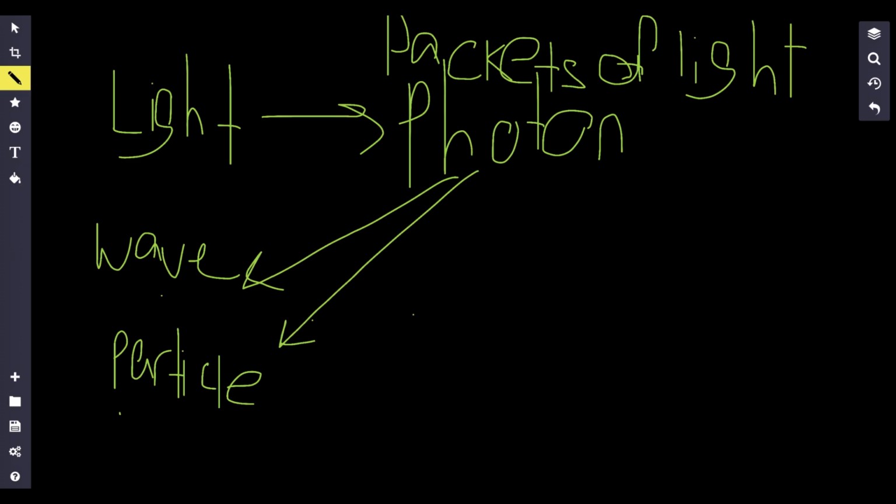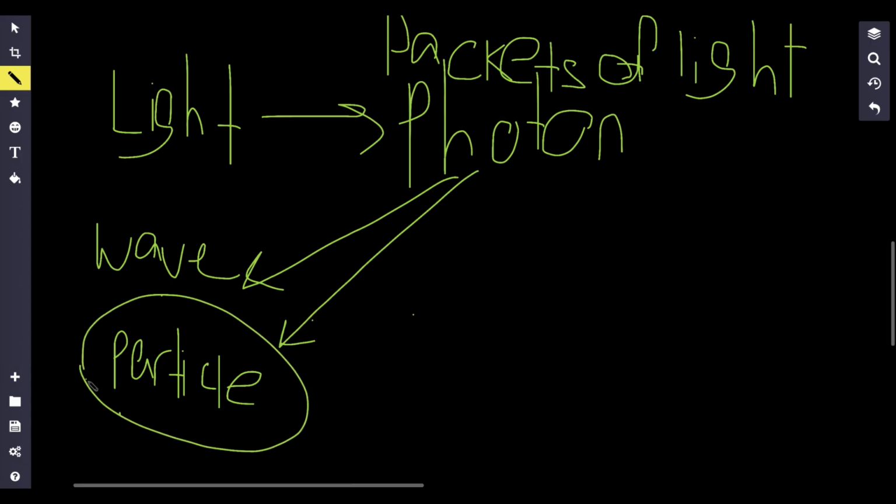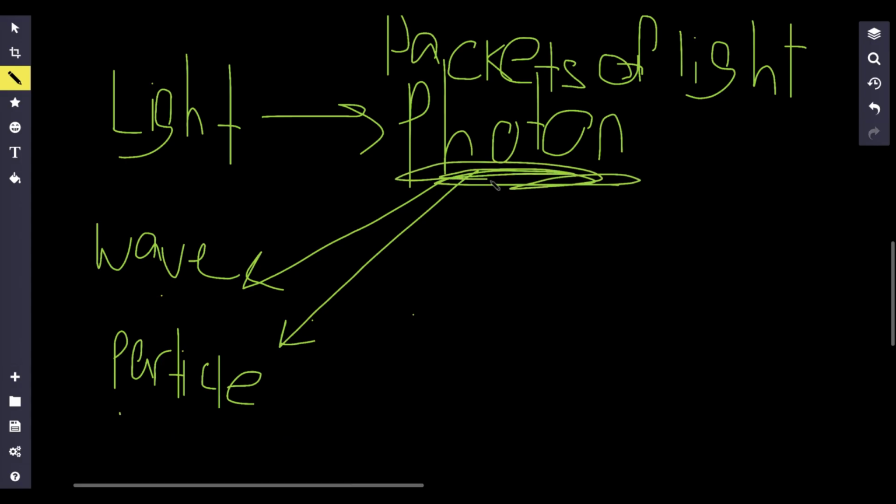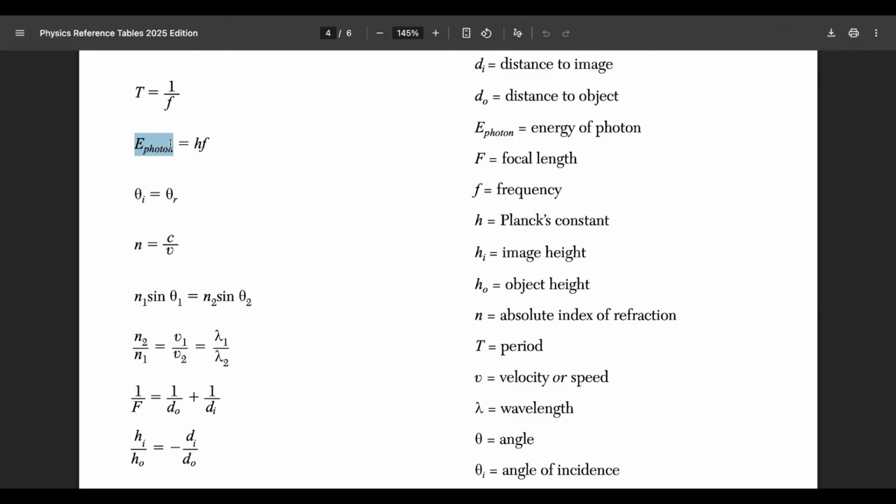But the point is that these types of problems, you're literally just plugging and chugging from the reference guide. So now, light has a wave-particle duality, meaning that sometimes it behaves as a wave, but sometimes it also behaves as a particle. And a photon is basically a packet of light, and it follows this wave-particle duality. And this is why this says the energy of a photon.